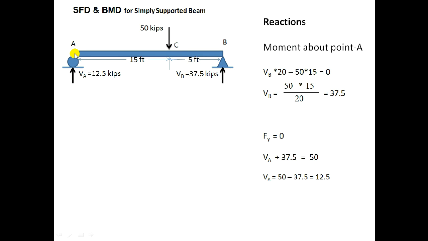VB creates the anti-clockwise moment about point A. So VB multiplied by 20, and the 50 creates the clockwise moment. 50 multiplied by 15 about point A is equal to 0. And thus we can find out VB is 37.5, and by applying Fy equal to 0, these are the equilibrium equations, we can find out VA.